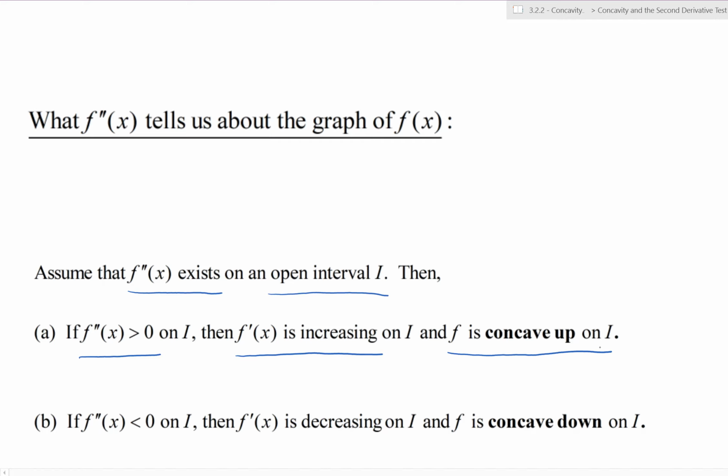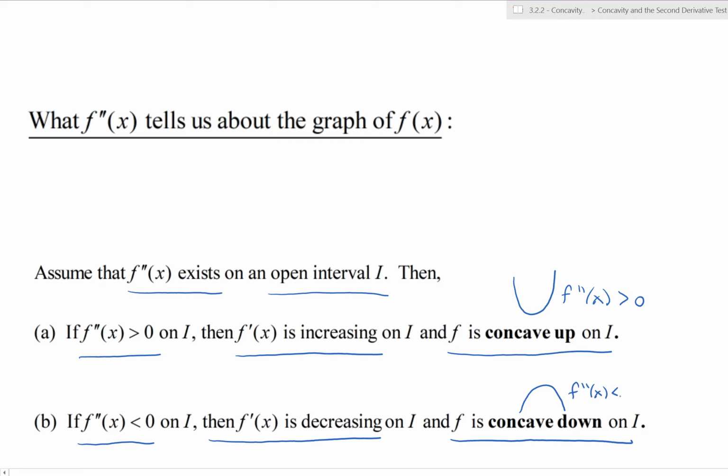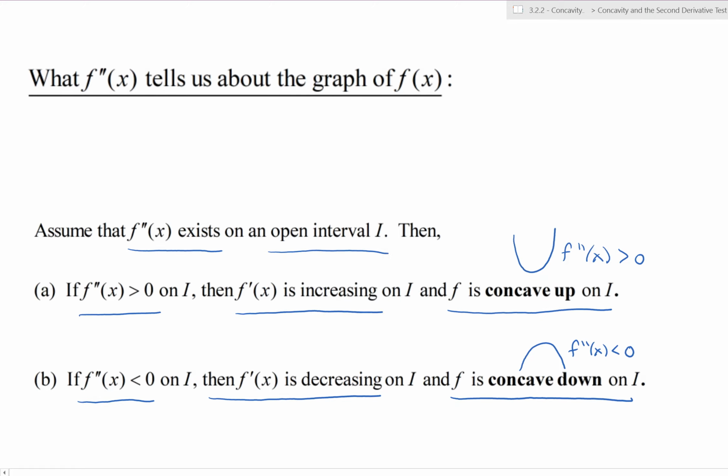The slopes are increasing. Whereas, if the second derivative is negative on interval I, then that would mean that the derivative function, f prime of x, is a decreasing function on that interval I. And that would also mean that the function is concave down. So basically, concave up, second derivative is positive; concave down, second derivative is negative. And those are the big takeaways thus far in this video.